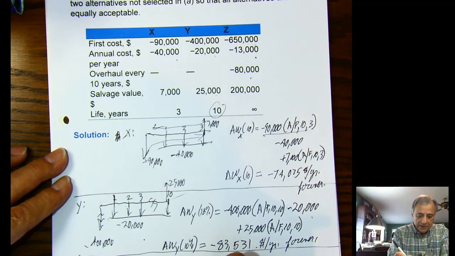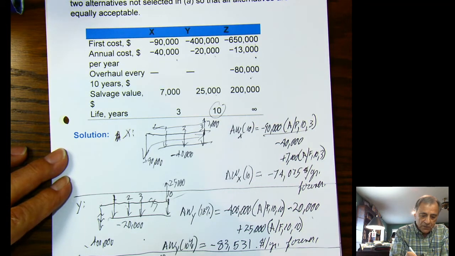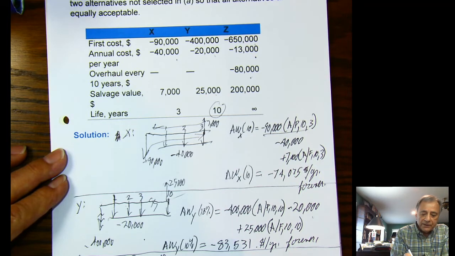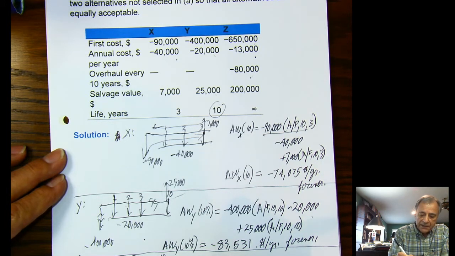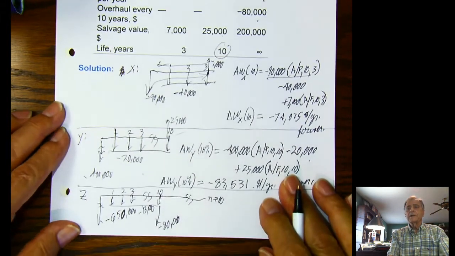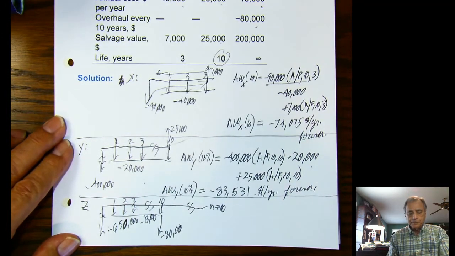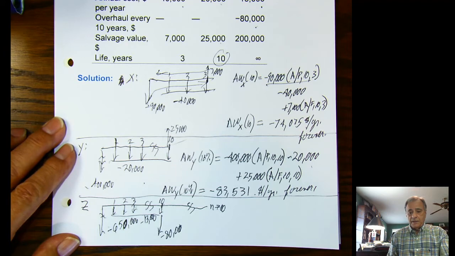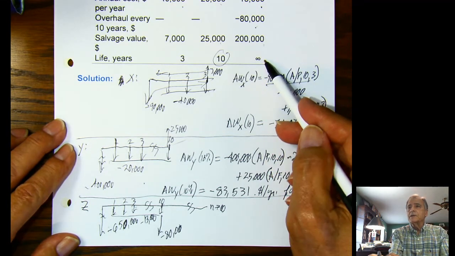So let's make ourselves a 10-year period here. This is year 1, 2, 3, and this goes to 10, and you have this minus 13,000 every year. And then in year 10, you have an additional minus 80,000. And then a salvage value at 200,000, and I assume that's at time infinity.